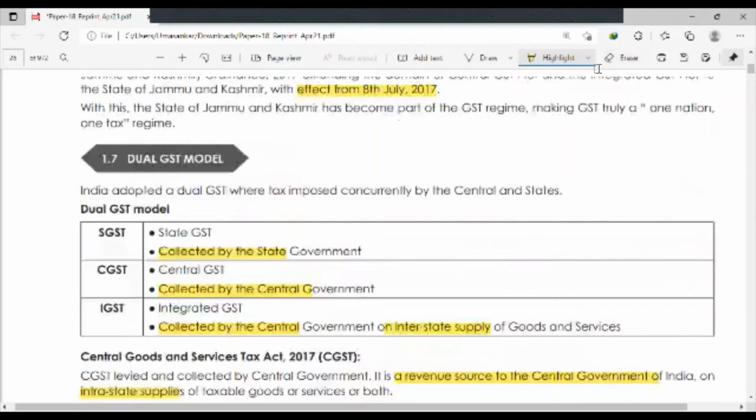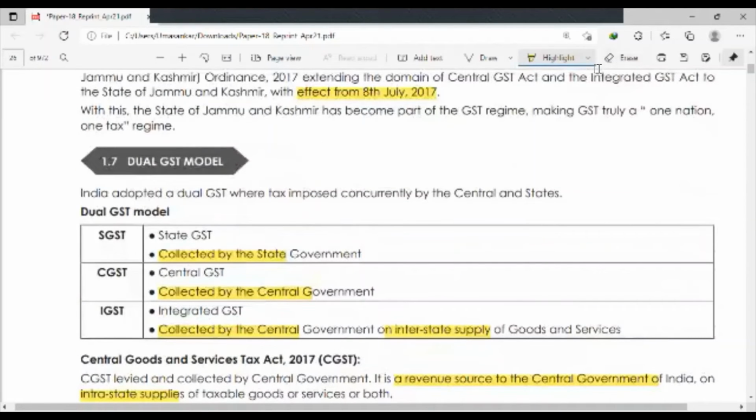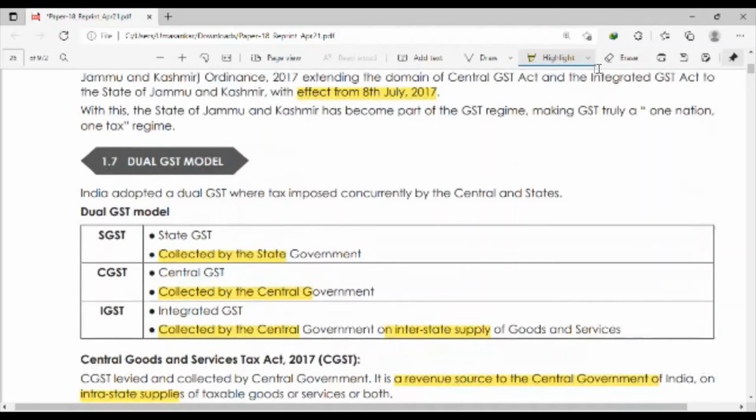Now, what is dual GST? All over the world, wherever you see, other countries have only one GST, but here we have dual GST. Why? There is CGST and SGST. SGST means state GST, and CGST means central GST. SGST will be collected by the state government, and CGST will be collected by the central government.